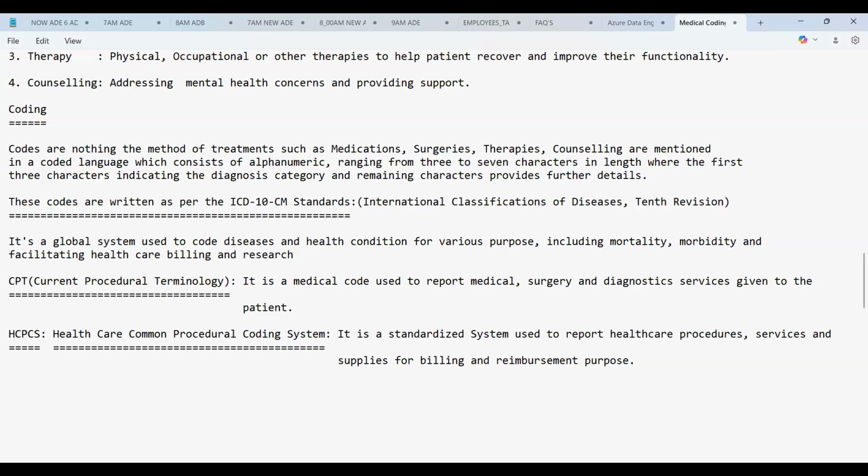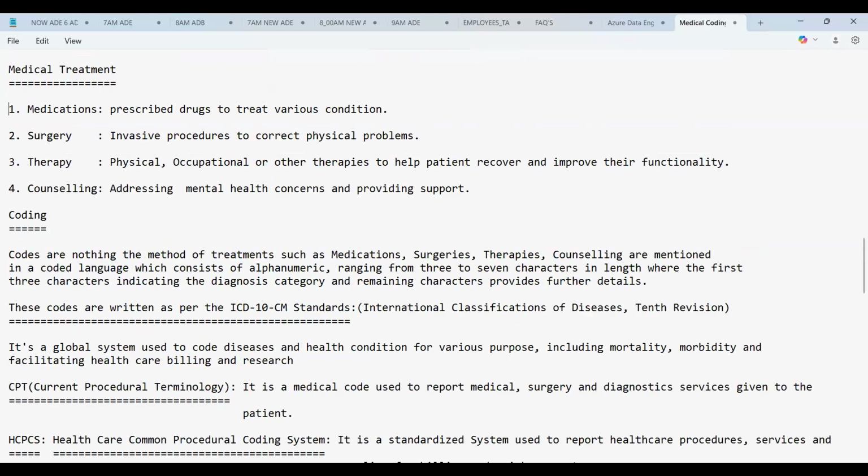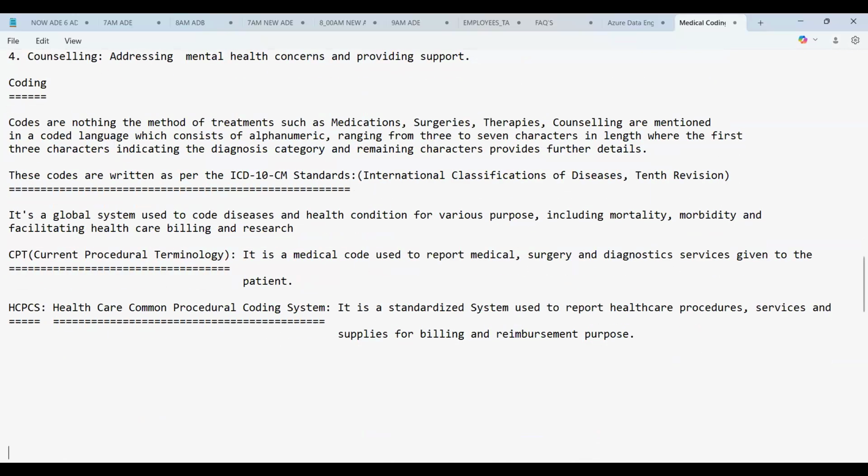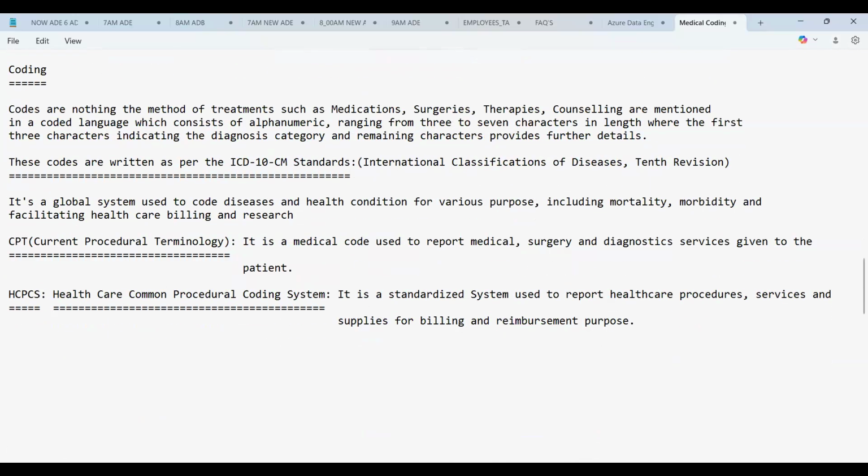And now, once the treatment is given to the patient or the subject, the type of treatment given, whether it is medication, surgery, therapies, or counseling, all of these will be billed on the insurer, that is, on the insurance company.